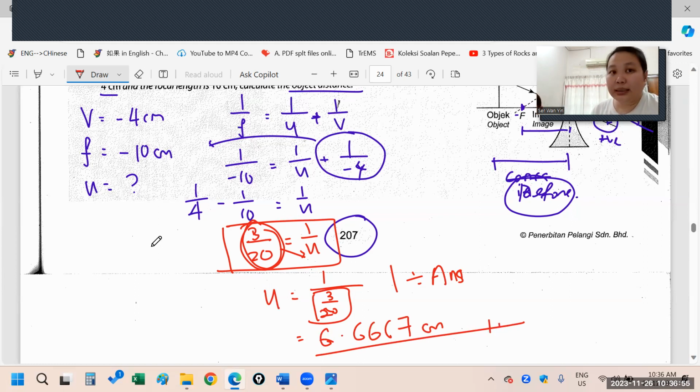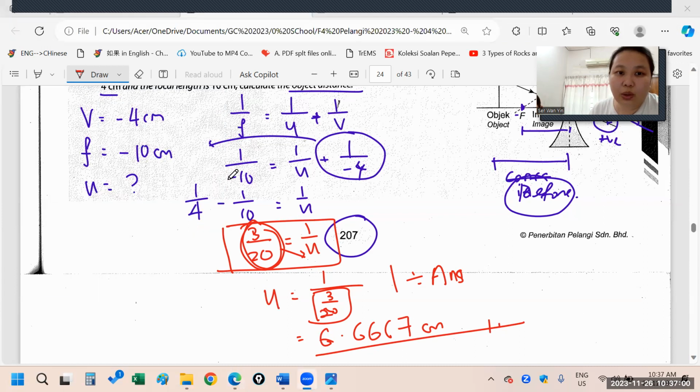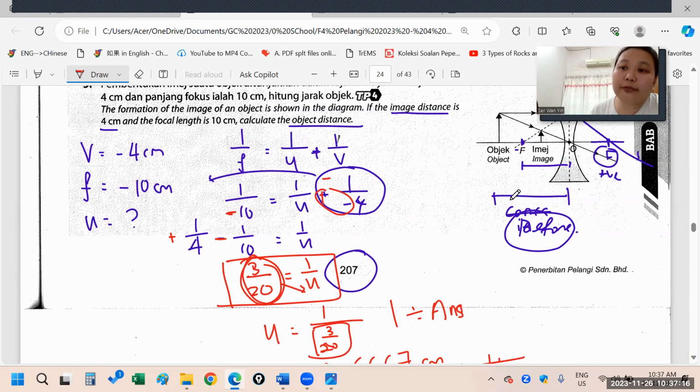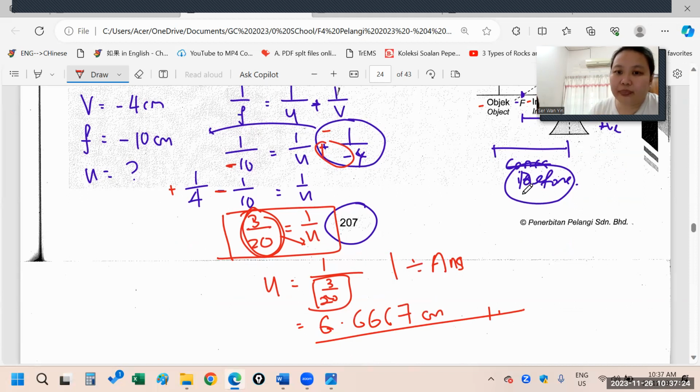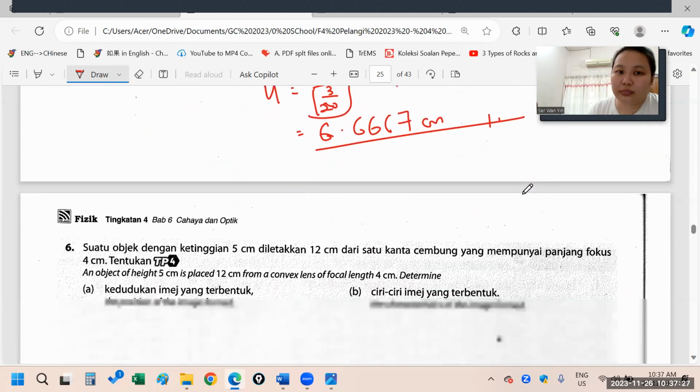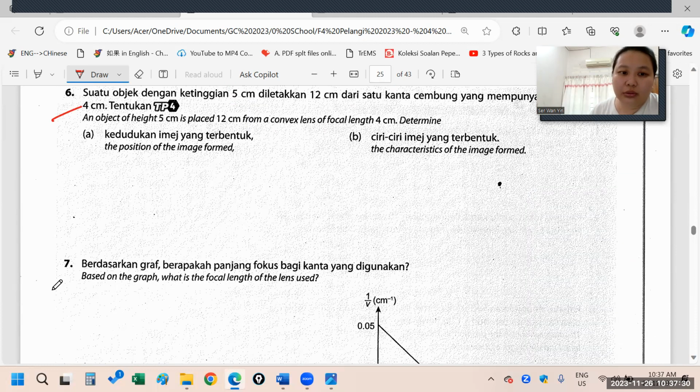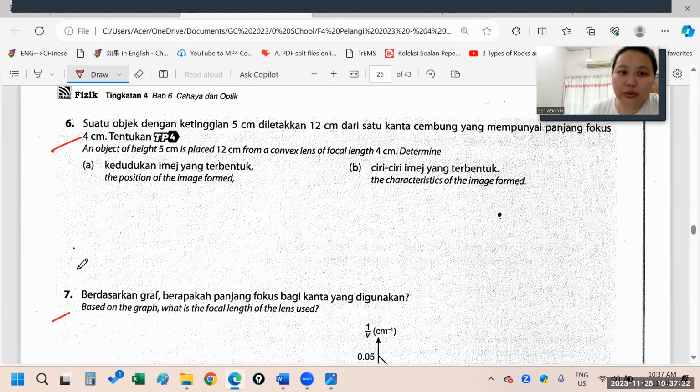Okay, Anissa. Yeah, 1/10 is negative. Yeah, and positive, negative, negative. Put here positive, because both of them are in front of the lens. So negative, negative. Right? Right, so these two do together. You do right.